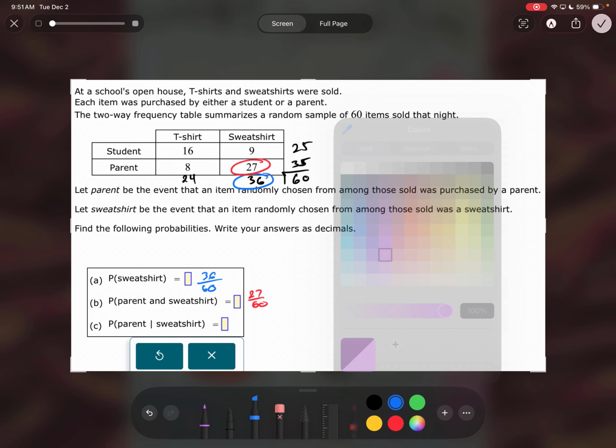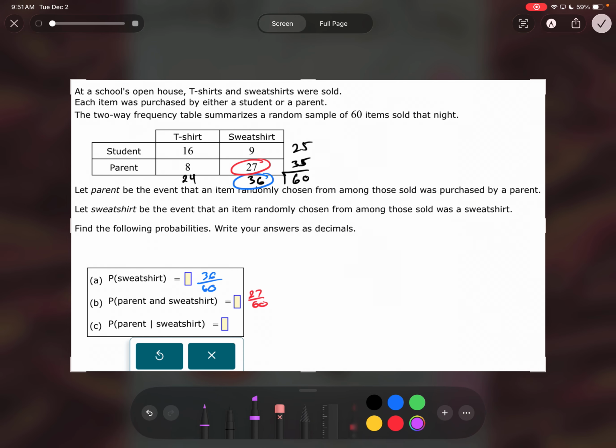The probability that you randomly pick a parent given that they win a sweatshirt. The given. So this line right here means given. So now I'm only looking at the sweatshirt. Whatever's after the given means I only look at that right there. So I know that they have a sweatshirt on. So now what's the probability I get a parent given that I know that they have a sweatshirt on? The probability that they get a parent out of a sweatshirt would be 27 out of 36. Okay? I'm picking the parents out of these sweatshirts because I already know they have a sweatshirt on.